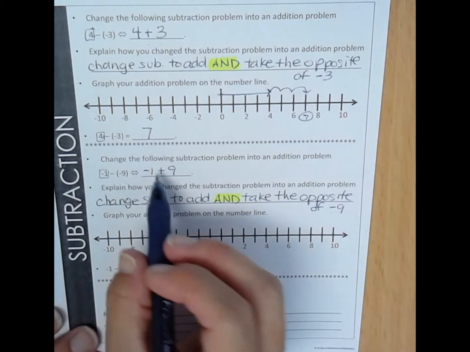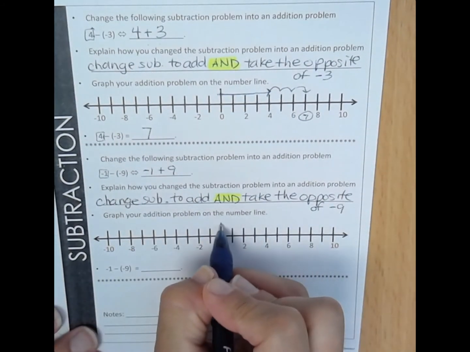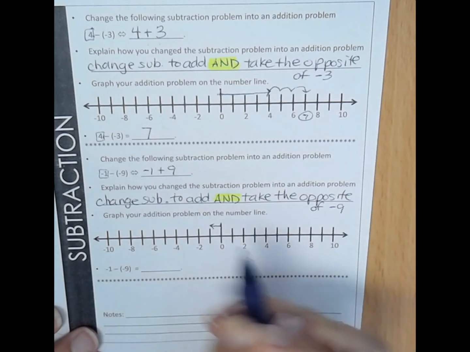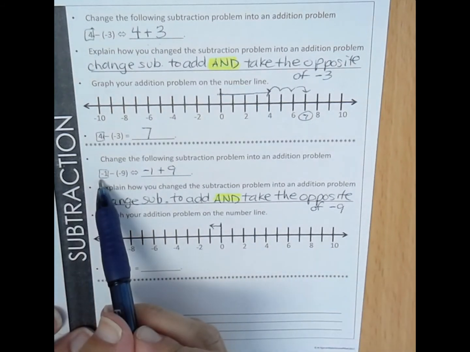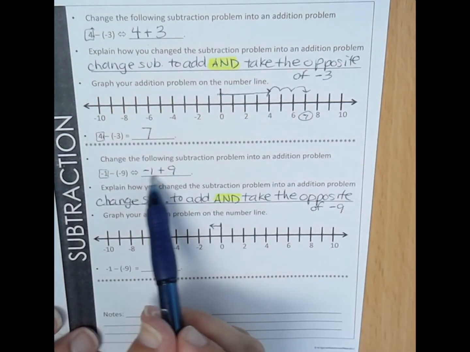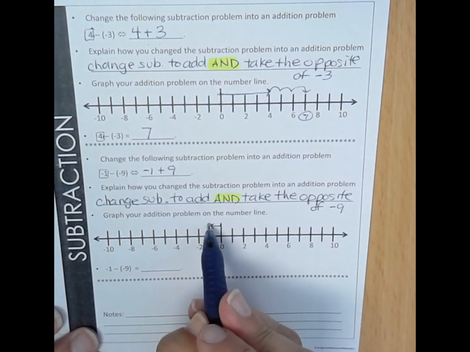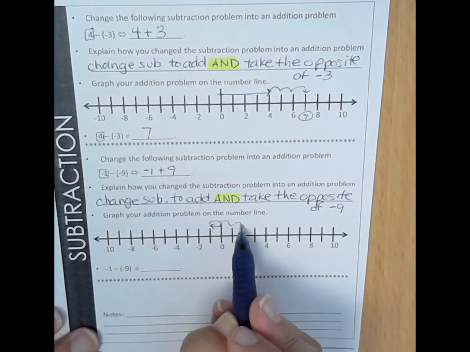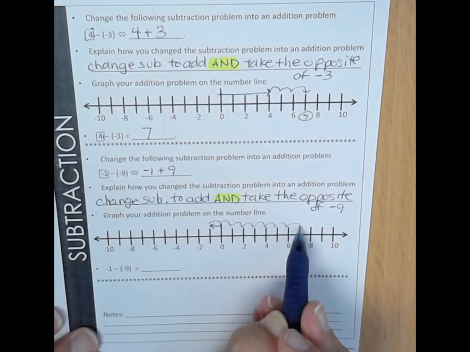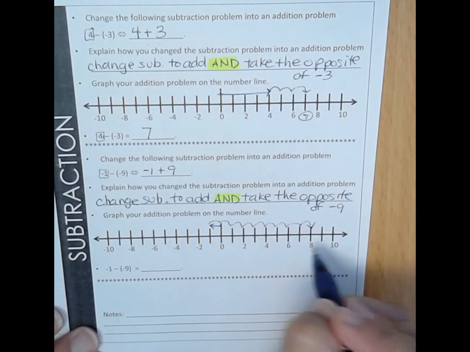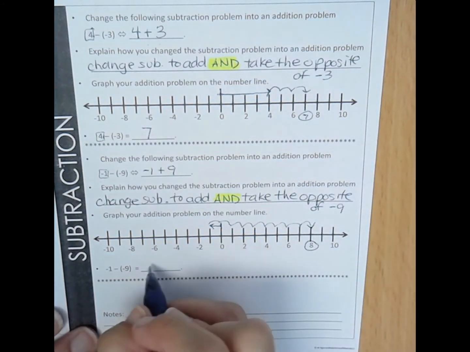Okay, graphing that on a number line, start at 0, we go down to negative 1, so nothing ever changes with the first number. But now we're doing negative 1 plus 9, so I'm going to go this way. 1, 2, 3, 4, 5, 6, 7, 8, 9. And I get 8.